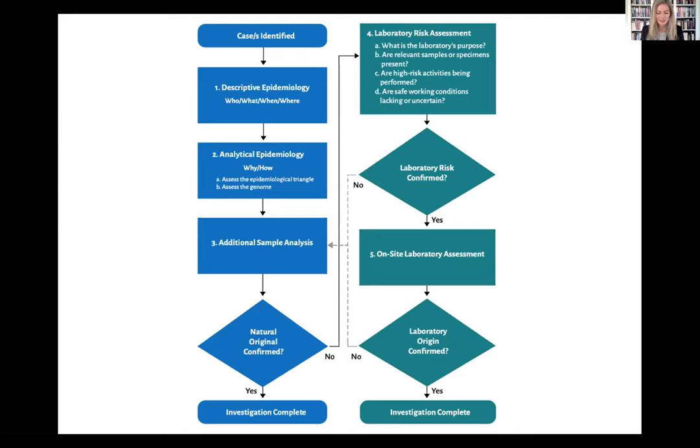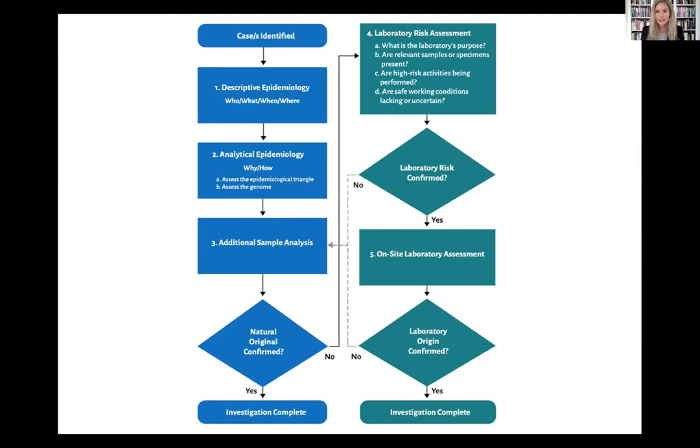Part of this process is also looking for potential indicators of unusual sources. So for instance, is the virus unusual for the location? Or is it unusual for the time of year? Is it affecting unusual populations in unusual ways? Are there labs nearby working with any relevant viruses? So next, you should work out how the infection occurred and the particular circumstances enabling infection.